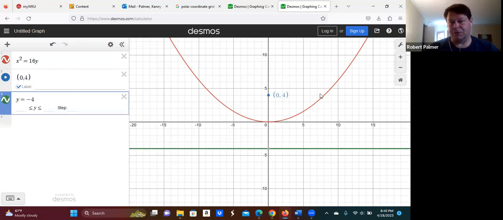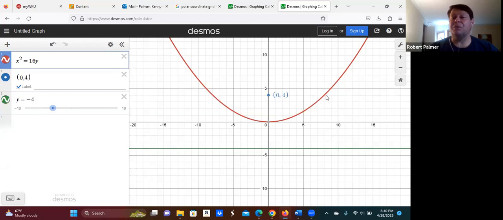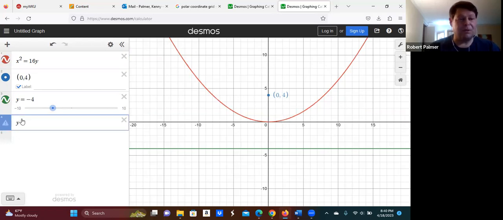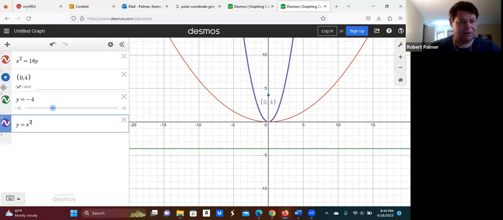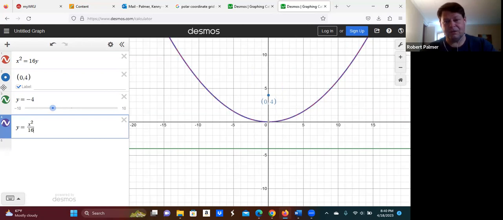Okay, and so you can kind of see that. This length from here to there is basically the same as the distance from the focus to the parabola, which should be the same as the length from the parabola to the directrix. Now you can also solve this for y, and so if we graph y equals x squared divided by 16, it's the same graph. So you can also do it that way. That's the way you might have graphed it using your graphing calculator.